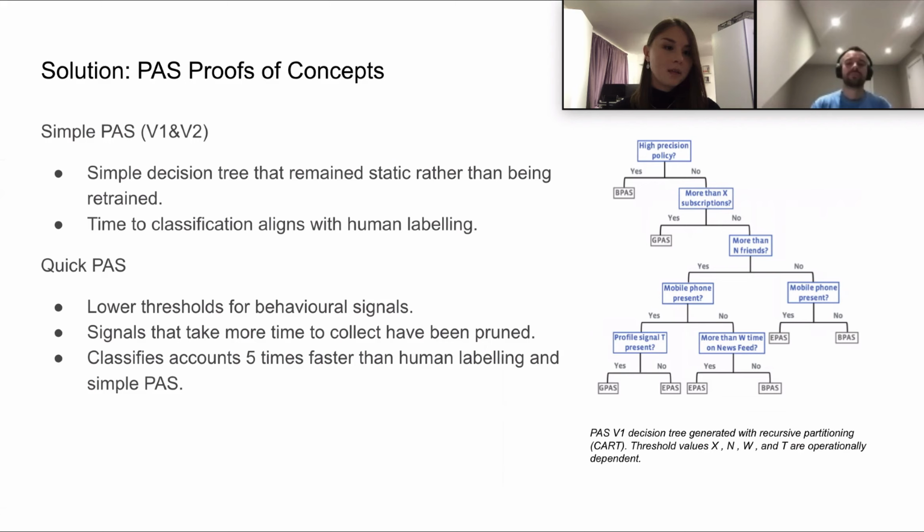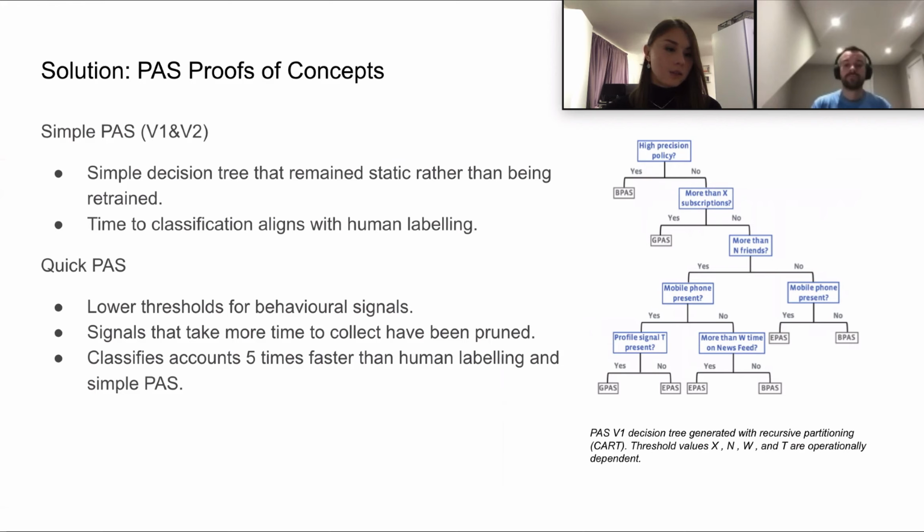It aligns with the period we use to allow labeling signals to accrue before human labeling, so there is no decrease in the time to classification. The specific features in this construction can vary based on use case. For example, newsfeed could be swapped with another product users engage in on other online social networks. Next, we tried creating a quick PASS, a reduced classification time version of simple PASS that provides signals more than 5 times faster than PASS models and uses fewer signals than human labeling trees.